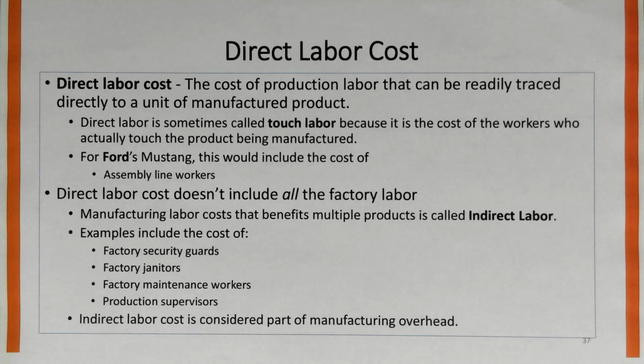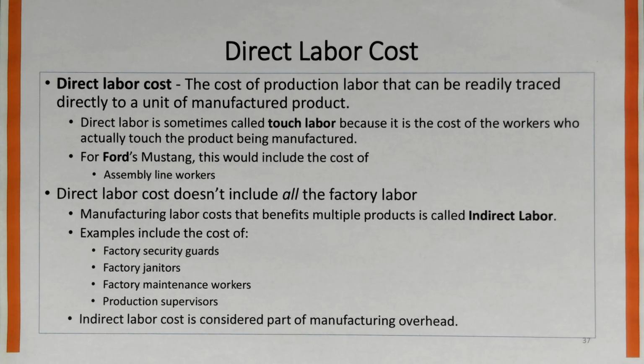Direct labor cost includes the cost of production labor that can readily be traced to individual units of product. Direct labor is sometimes called touch labor because it's the cost of workers who actually touch the product as they're manufacturing. For Ford Motor Company, direct labor would include the cost of assembly line workers.